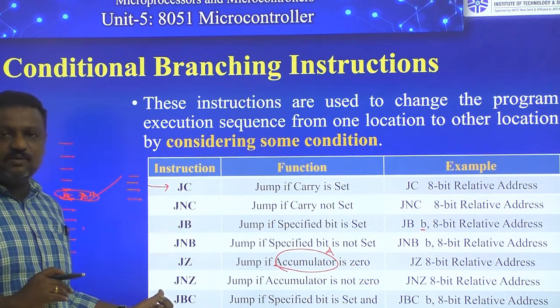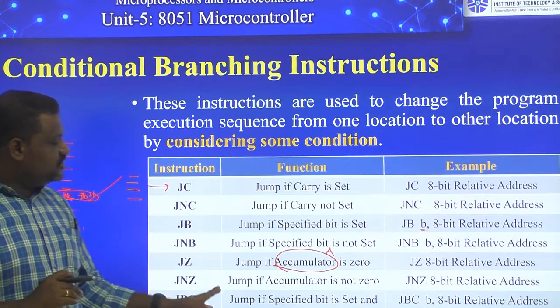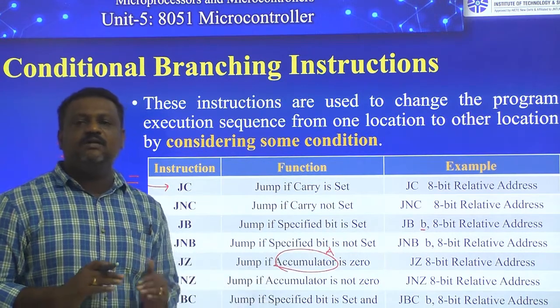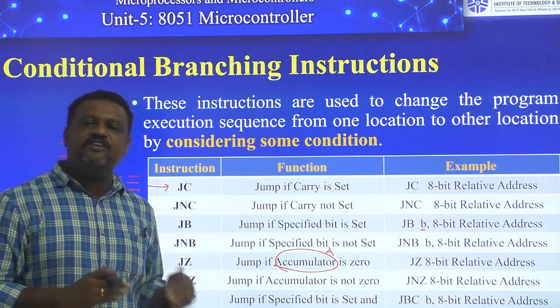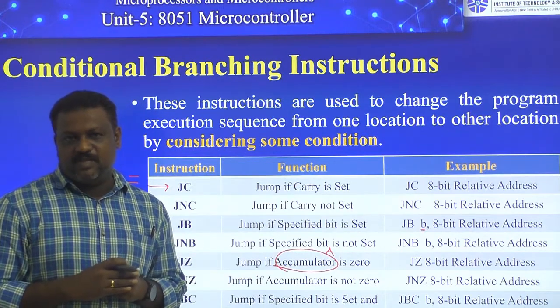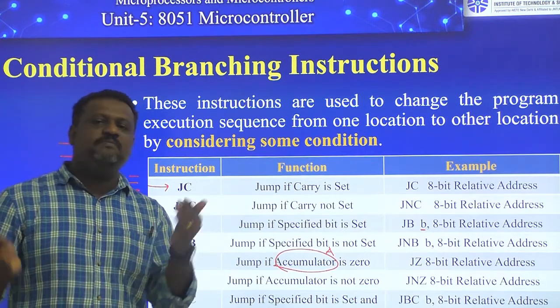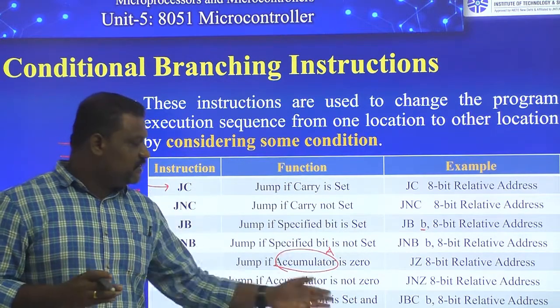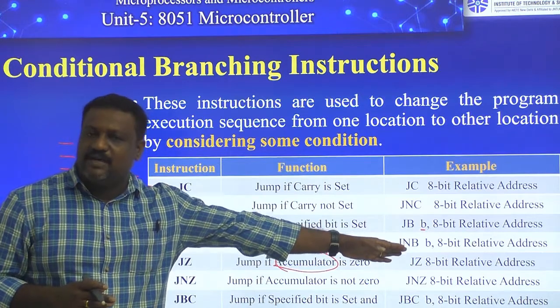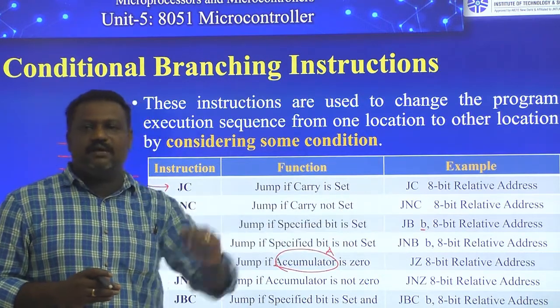And opposite to this is JNZ. That means jump if accumulator is not zero, or jump if accumulator is not clear. So once your accumulator is loaded with a non-zero value, then you consider that relative address. Otherwise, you simply ignore it.